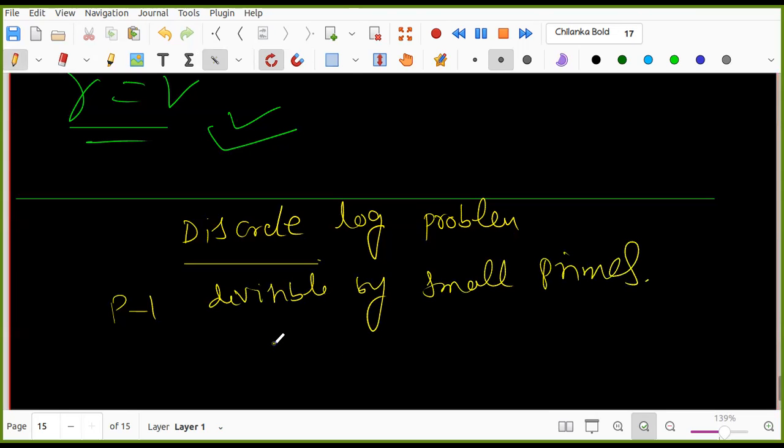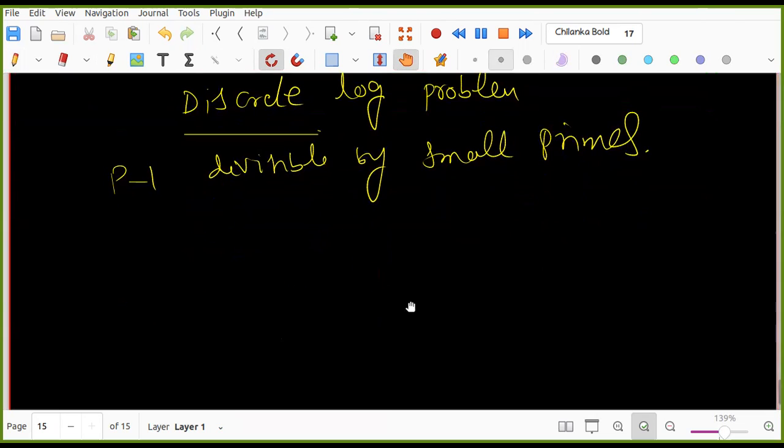Yeah. So there are certain cases where the discrete log problem is not hard. We need to take some precautionary measures. Anyhow, I will tell you one method. People call it the baby step, giant step.